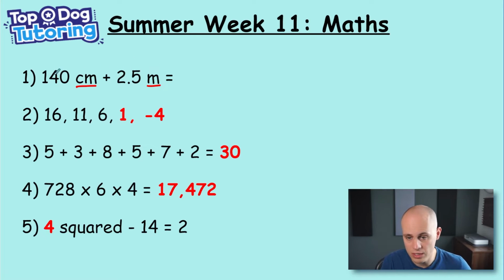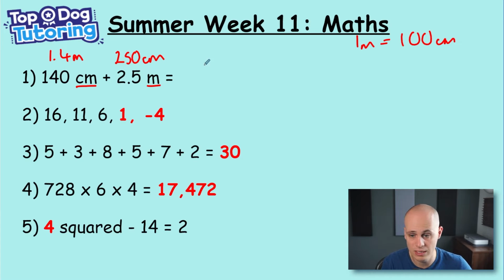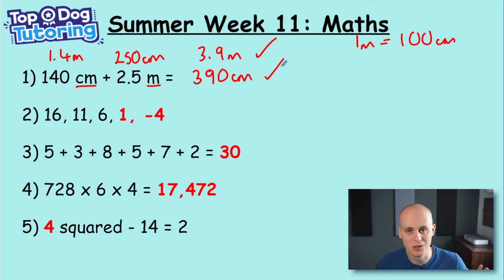So we could convert centimeters to meters by dividing by 100 because there are 100 centimeters in a meter. That is our key fact here. Okay, so we could call this 1.4 meters, or we could call this, if we times by 100, go the other way, 250 centimeters. So either way, you can get two answers here in meters or in centimeters. In meters, let's start there. 1.4 plus 2.5 gives us 3.9 meters. That would be correct. Or if we were doing it in centimeters, we would have got 390 centimeters. Also correct. All right, so well done if you managed to follow along and that made sense to you.